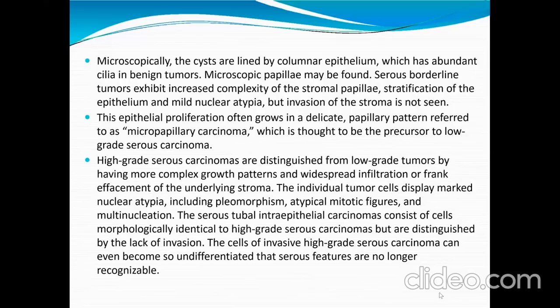High-grade serous carcinomas, on the other hand, are distinguished by having a more complex growth pattern and widespread infiltration or frank effacement of the underlying stroma. The individual tumor cells display marked nuclear atypia, including pleomorphism, atypical mitotic figures, and multinucleation. The serous tubal intraepithelial carcinoma consists of cells morphologically identical to high-grade serous carcinoma but is distinguished by the lack of invasion. The cells of invasive high-grade serous carcinoma can even become so undifferentiated that serous features are no longer recognizable.